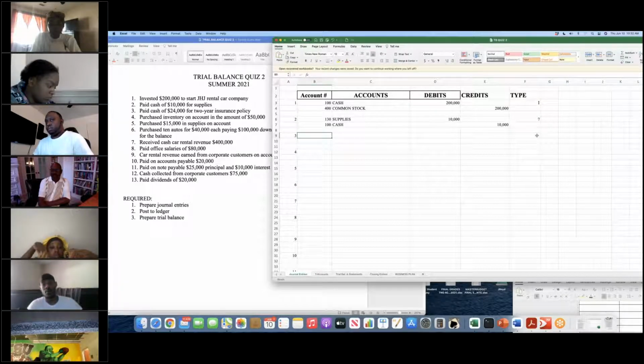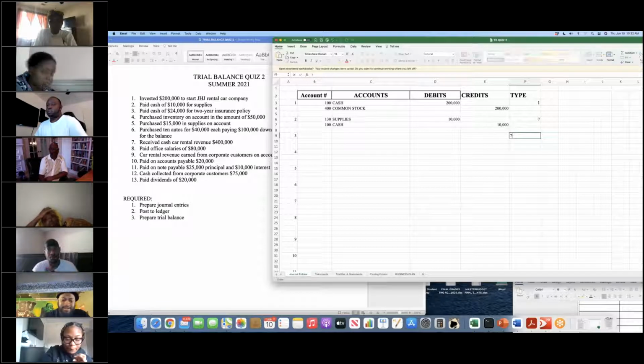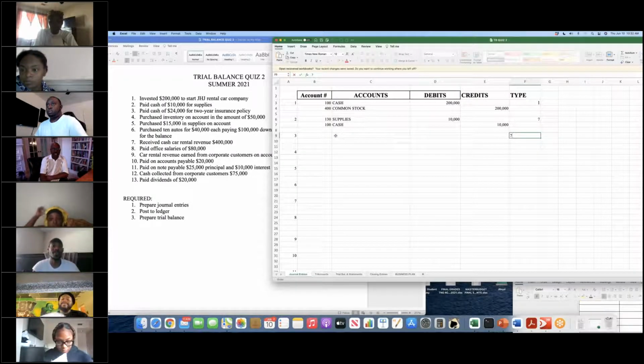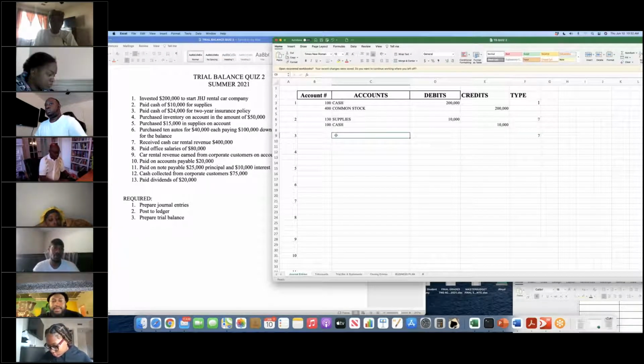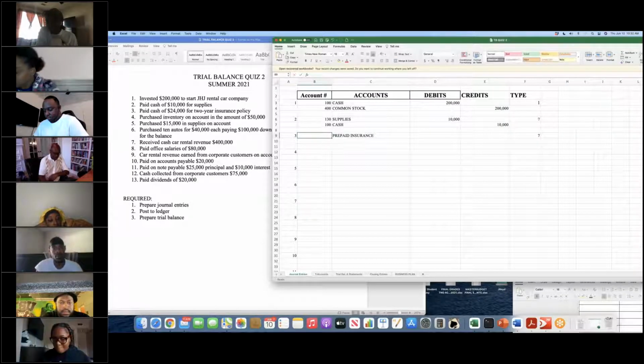Buying an asset is going to be 7 again. Okay? Yep, 7. Because we're buying an asset, prepaid insurance. So make sure on the insurance that you always show it as an asset initially. And prepaid insurance is 131. Okay, 131.